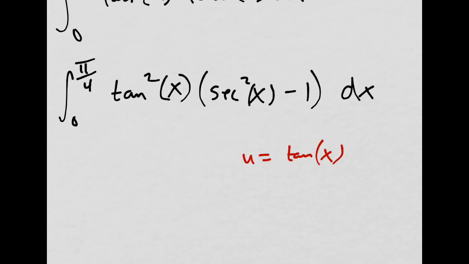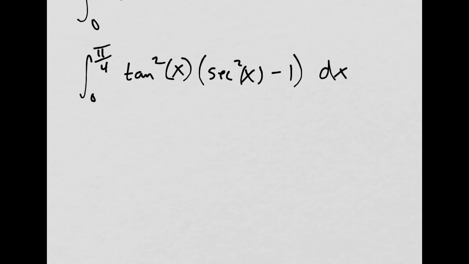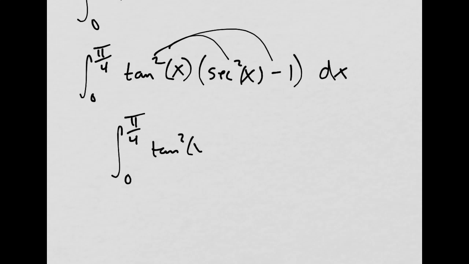So just tangent x, so du equals secant squared. You know what? It doesn't get rid of that. You can't cancel stuff out, so I got to do something else. But I have tricks for that. So prematurely I was making my u value. I'm going to simplify this a little bit more by distributing. So I have the integral from 0 to pi over 4 of tangent squared x times secant squared x minus tangent squared x dx.